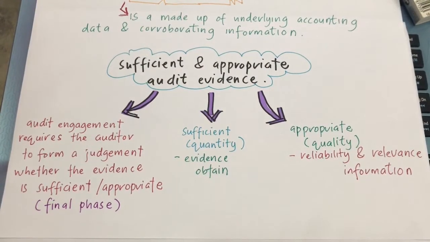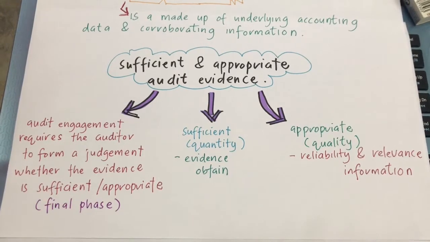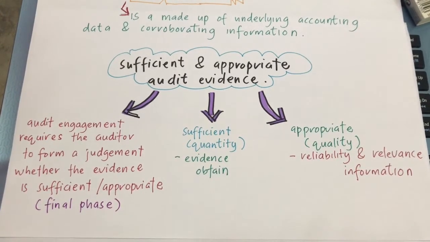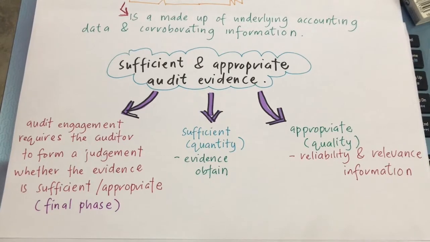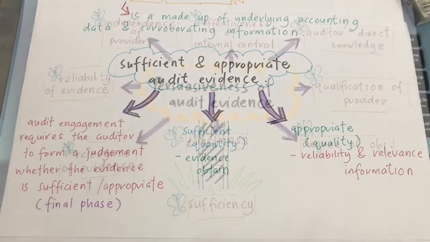Audit engagement requires the auditor to form a judgment whether the evidence is sufficient and appropriate. Sufficient is the quantity of evidence obtained. Meanwhile, appropriate is the quality, which is the reliability and relevance of information.